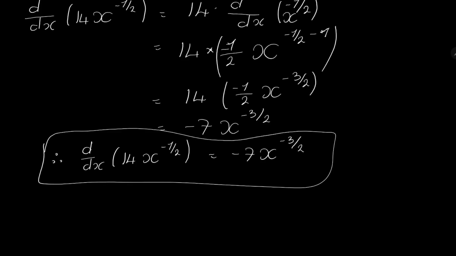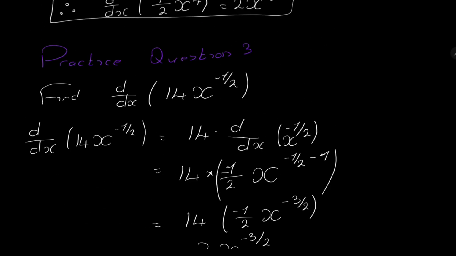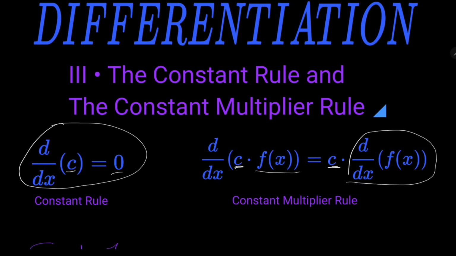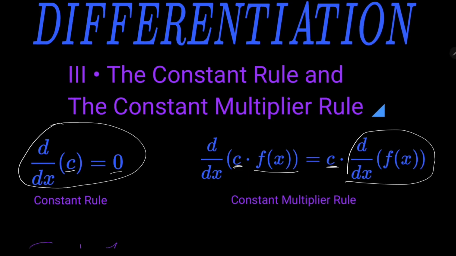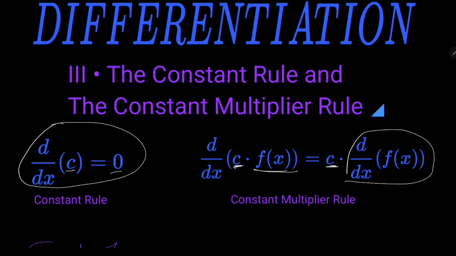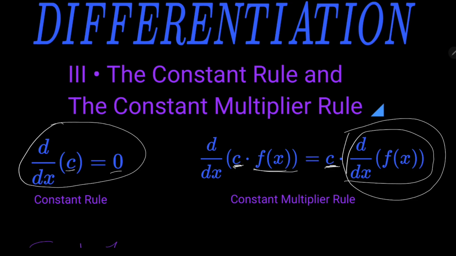So in order to do a brief recap of all we have done throughout this video, we went through the constant rule and the constant multiplier rule. And what did the constant rule state? It stated that the derivative of any constant, no matter what the constant is, is 0. And the derivative of any function multiplied by a constant, in this case c, the constant multiplied by a function f of x, is the same thing as keeping the constant outside and differentiating the function as we normally do.